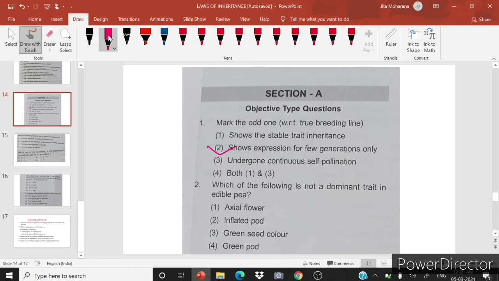Then question number 2, which of the following is not a dominant trait in edible pea? Edible pea means the pea we eat. So which of the following is not a dominant trait in edible pea? Axial flower, inflated pod, green seed color or green pod. So the right option is green seed color.